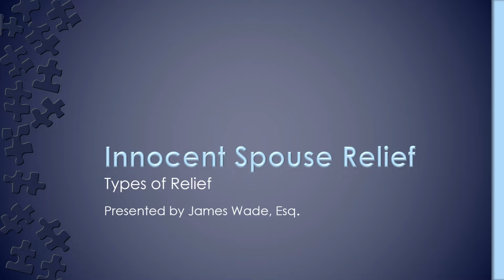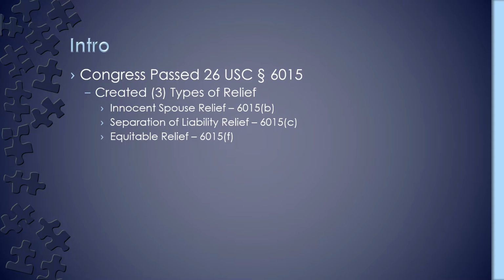allocated, divided, split, however you want to say it, so you can be removed from any tax liability related to some either negligent or bad behavior on the part of your spouse. So let's get started. So Congress, in its infinite wisdom, created three types of relief.